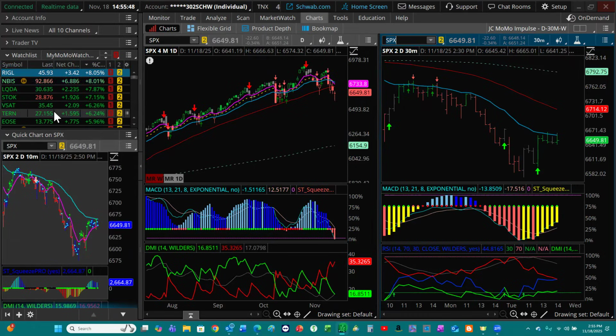But more importantly, and really what I want to cover, is the watch list up here. So this is my momentum watch list. You can see the one at the very top, up 8% today, is Nebius.